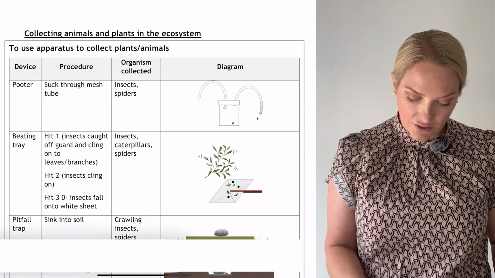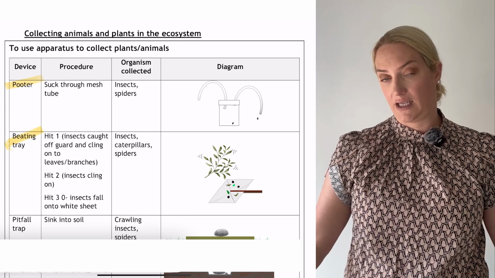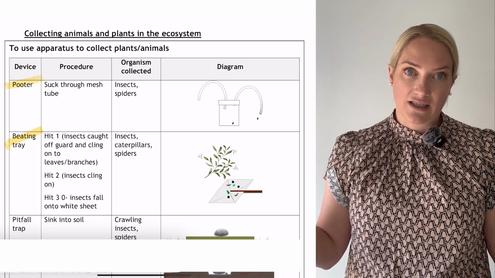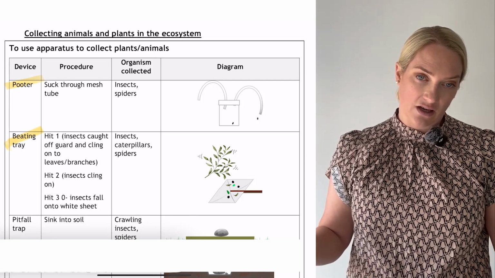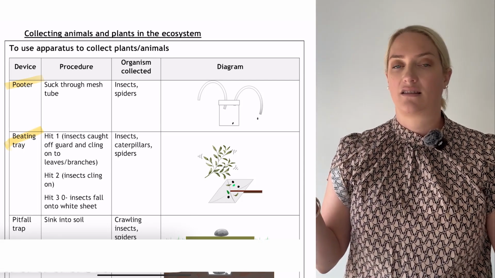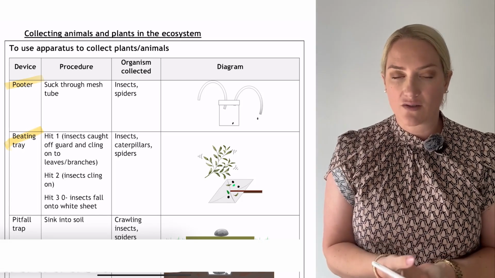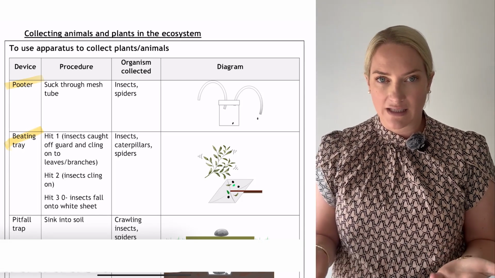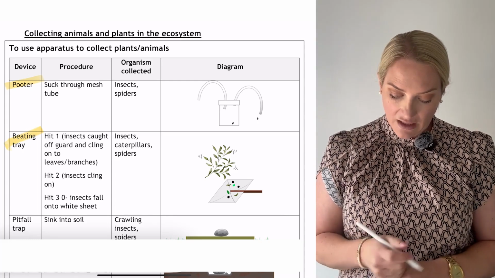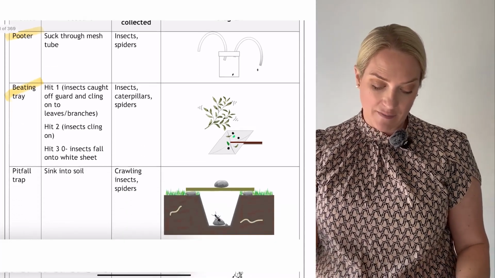So with a beating tray, it can be a white sheet really as well. So you go over to a tree or a bush, you get a stick and you hit it 3 times. The first time you've shocked the insects that are there. The second time they're trying to cling on, and the third time they end up falling off. And we use a white sheet so that we're able to identify the organisms. If we're not able to identify them, we use a key. So insects and caterpillars, maybe some spiders.